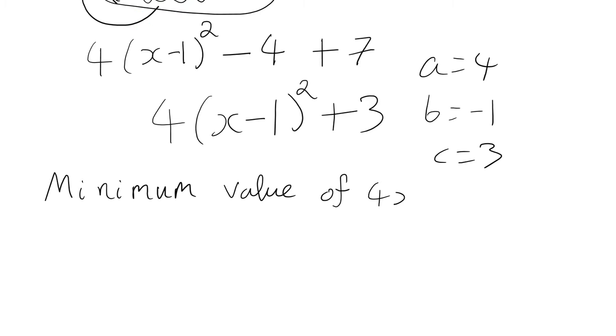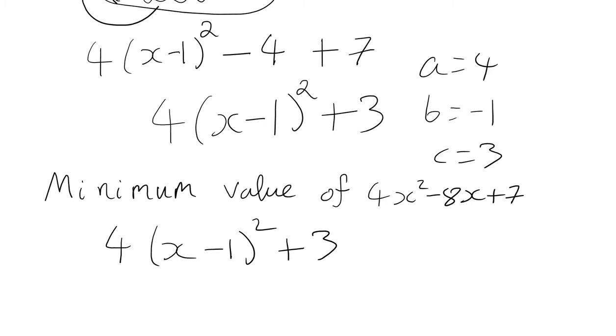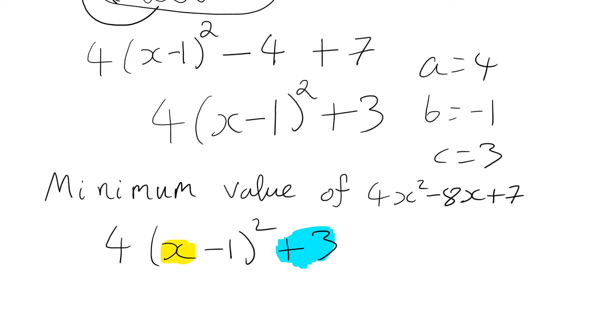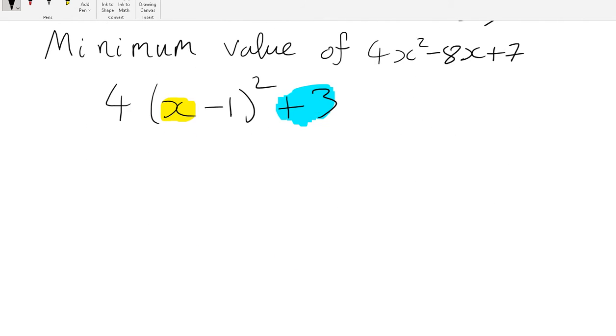If I want to find the minimum value of this, we first of all write it in completed square form. And the minimum value is just the constant on the end. So in this case, that's plus 3. And it occurs when x is equal to 1, because that would make x minus 1 squared 0, making it as small as possible. And then if you add on 3, you have the minimum value of the function. So we can say the minimum value of 4x squared take away 8x plus 7 is 3.